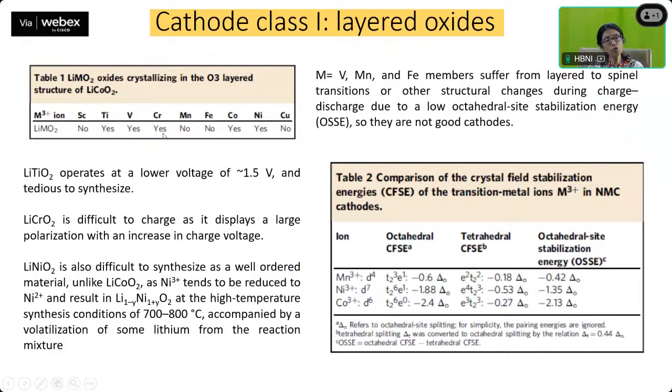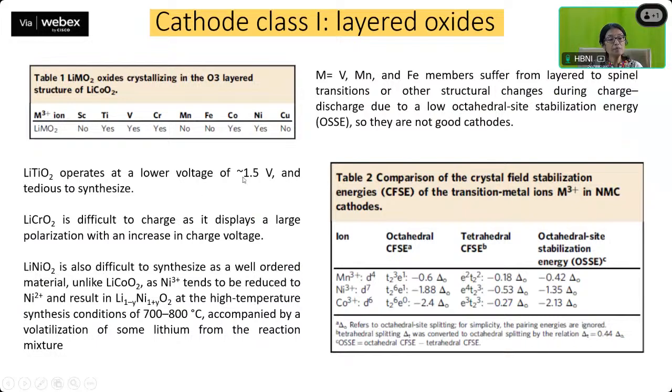Similarly, lithium chromium oxide also has a layered structure, but it is difficult to charge. Why? Because it displays a large polarization with an increase in the charge voltage. So if it is highly polarized, then again, it is not a good cathode material. A large polarization means the irreversibility factor is very high. So obviously, this is then not a very good cathode material.